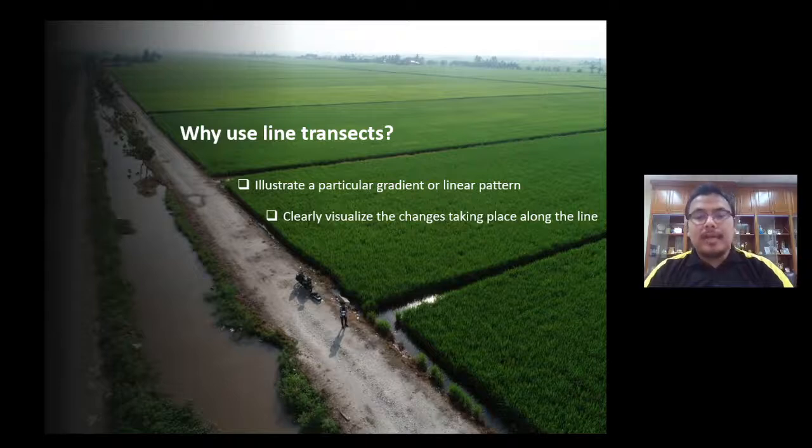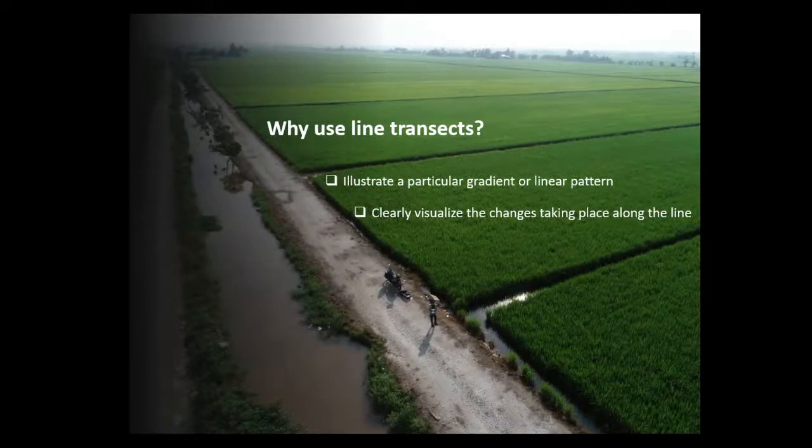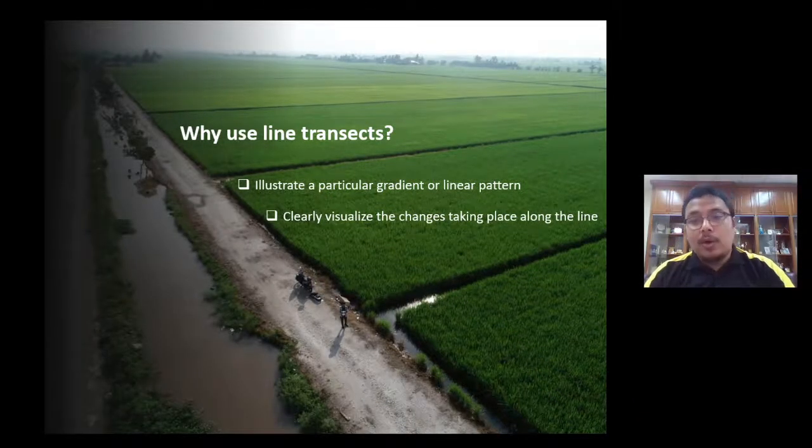So why use line transects? Line transects are used when you wish to illustrate a particular gradient or linear pattern along which communities of plants change. They provide a good way of being able to clearly visualize the changes taking place along the line, depending on how detailed the line transect is. So they can usually be accomplished fairly quickly.